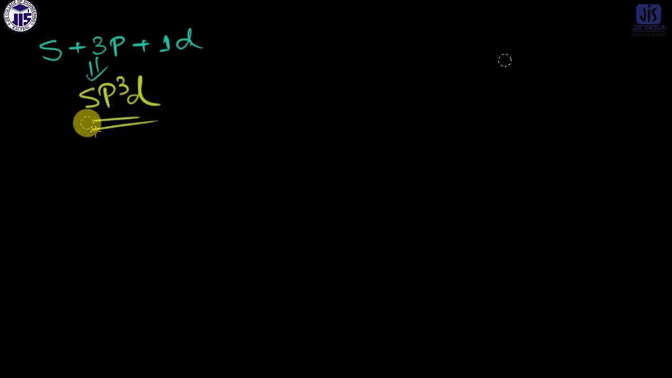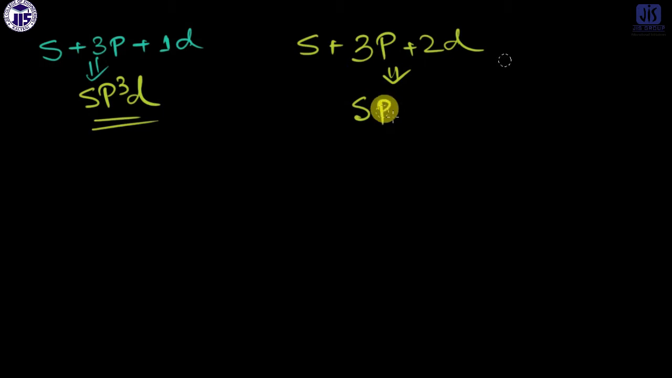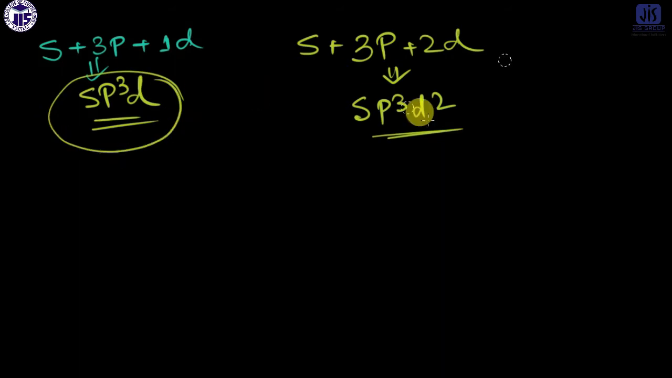In this way, if there is any contribution of the d orbital, then what happens? If there is any contribution of d orbitals, for example one s, 3p and 1d, then the hybridization will be sp3d. If in the compound two d orbitals are involved, 1s, 3p, and 2d, then the hybridization will be sp3d2. So in this way we have to find out the hybridization.